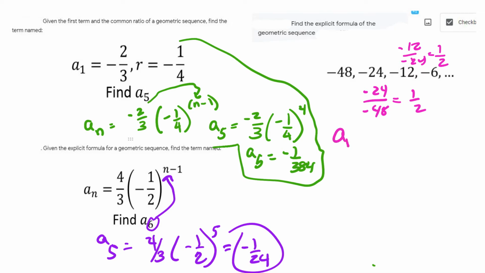So our a sub n, with our starting value of negative 48, is negative 48 times positive 1/2 to the n minus 1. I figured out my ratio by doing a2 divided by a1. Now you try. Find the explicit formula of the geometric sequence, and also find the term named, a10, here.